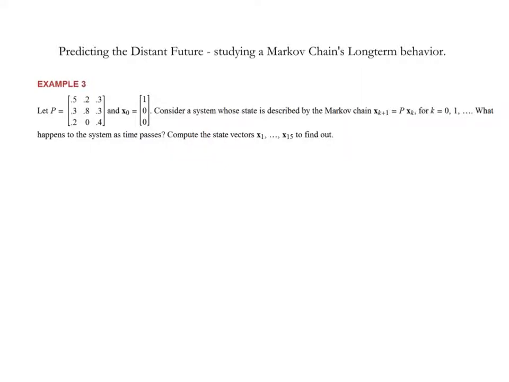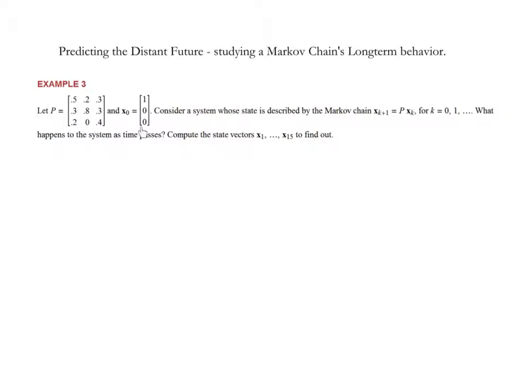Okay, so now let's do just that in this example. We're going to predict the distant future, studying a Markov chain's long-term behavior. So here we have our stochastic matrix, and we can double check. 5 plus 3 plus 2 is 10. 2 plus 8 is 10. 3 plus 3 plus 4 is 10. So that is a stochastic matrix, because it consists of probability vectors.